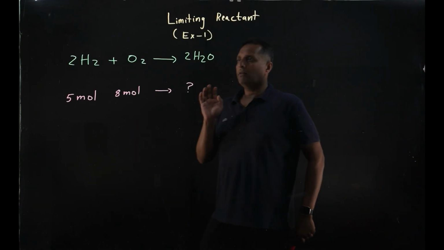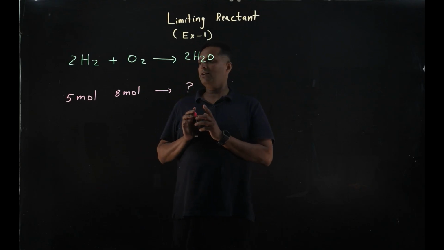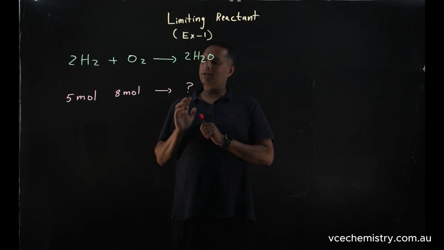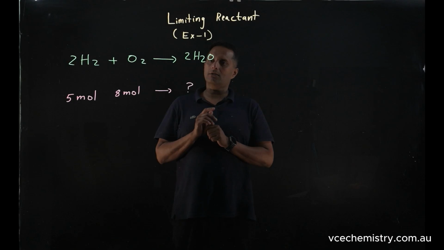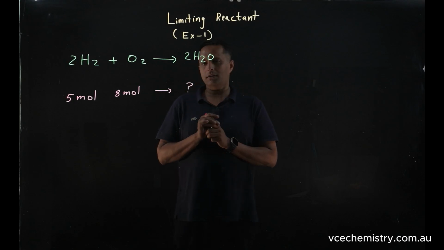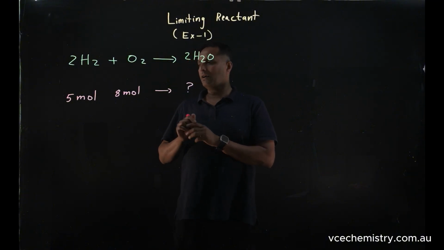Hello. Okay, what are we going to do now? We are going to look at a chemistry example, a question where we have to use the limiting reagent concept to find out the amount of product that is going to be formed. Let me show you what this question is all about.